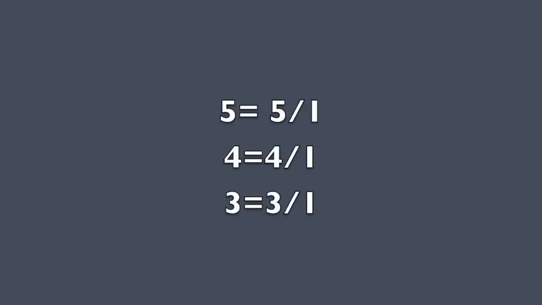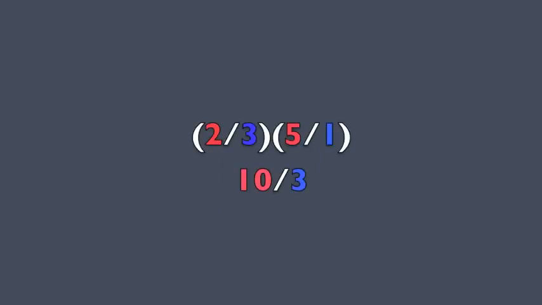2 over 3 times 5. Wait, hold on. 5 is not a fraction. See, Dan, all whole numbers can be written as that number over 1. See, when you multiply the numerators, you get 10, and when you multiply the denominators, you get 3. So the answer is 10 over 3, which can't be simplified.